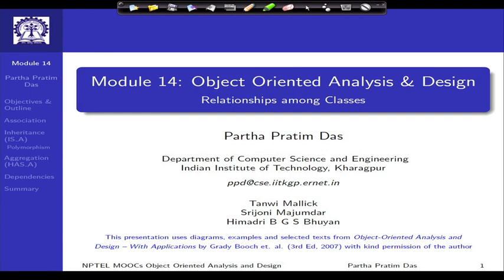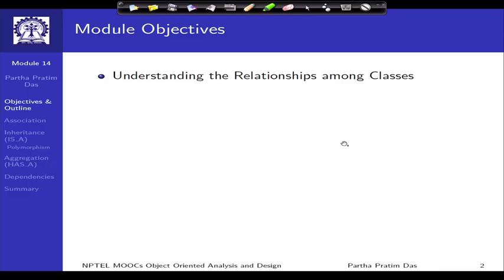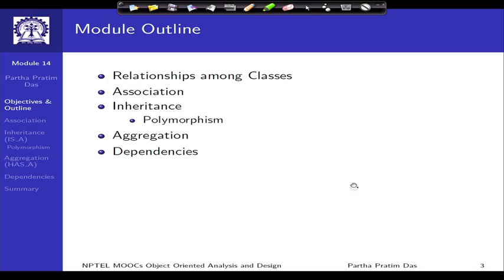Welcome to module 14 of object oriented analysis and design. For the last couple of modules, we have been discussing the nature of objects and the nature of classes. We have discussed the relationship amongst objects, and in this current module, we will discuss the relationship among classes. So, the single objective of this module would be to understand the variety of relationships that may exist between different classes.